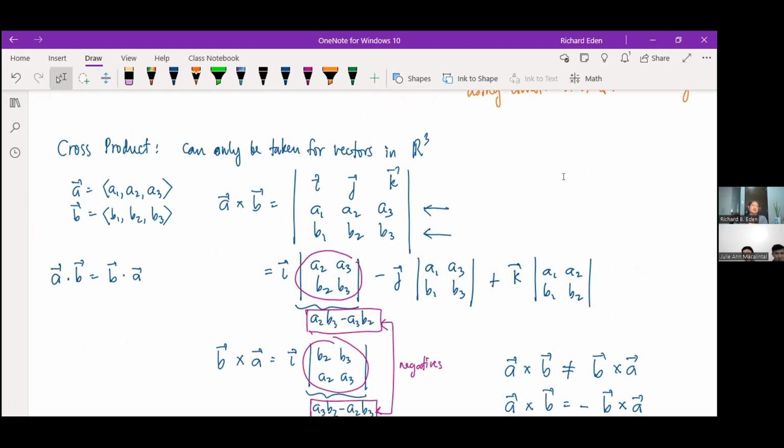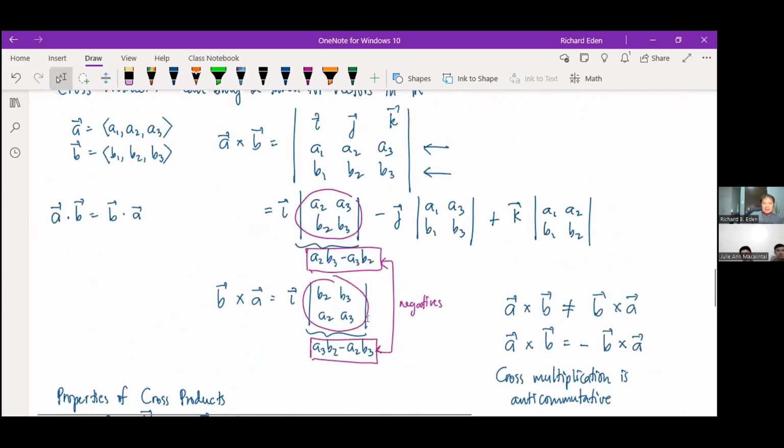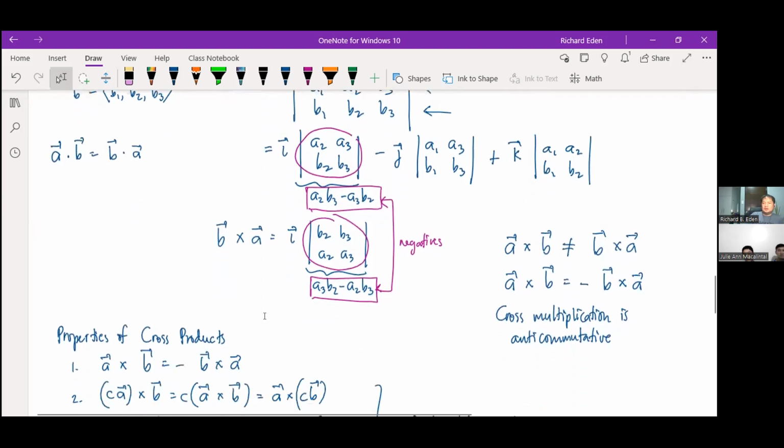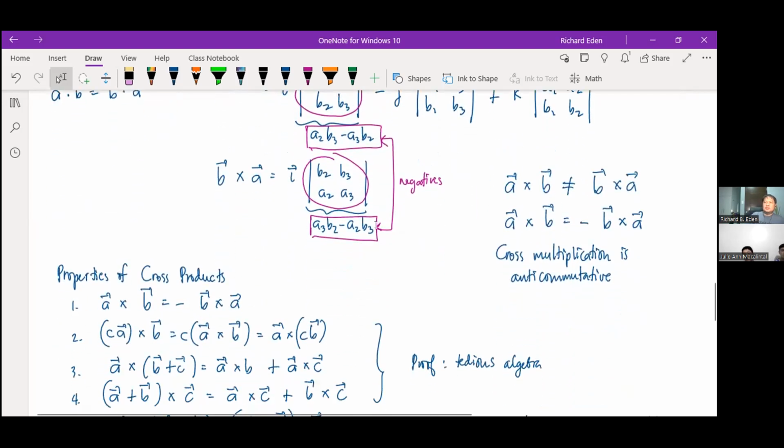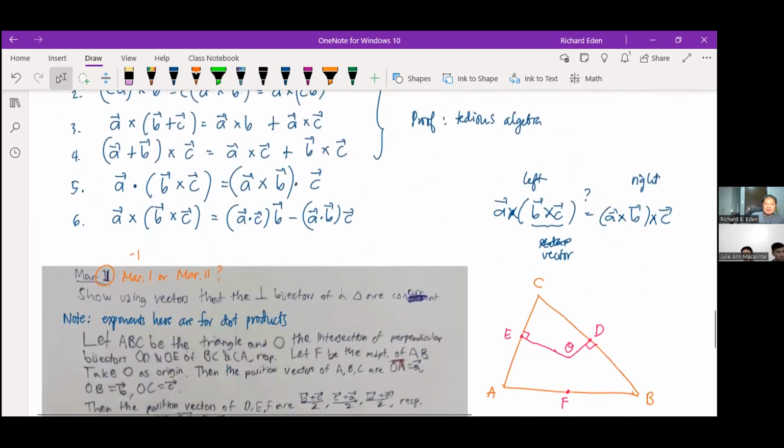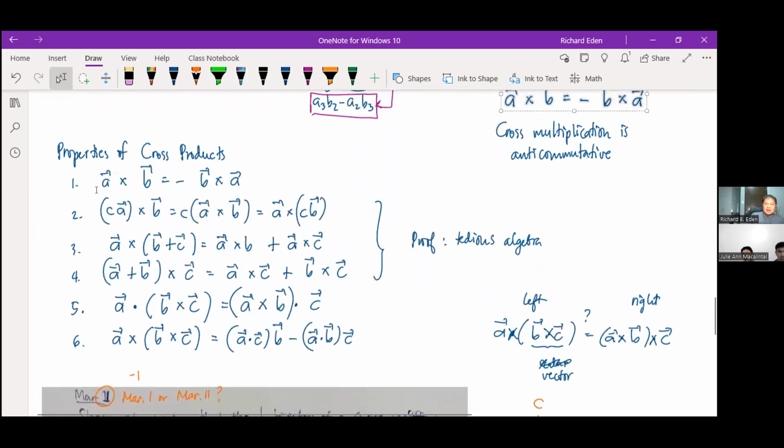However, the cross product is defined only for vectors which have three components, the result also being a vector with three components. But A cross B and B cross A are going to turn out to be not the same. So cross multiplication is not commutative; rather, it's anti-commutative, because A cross B and B cross A are going to be negatives of each other.